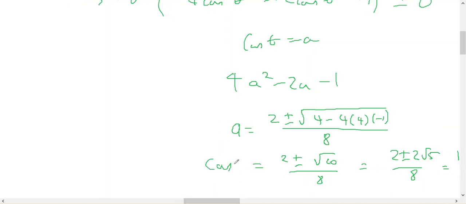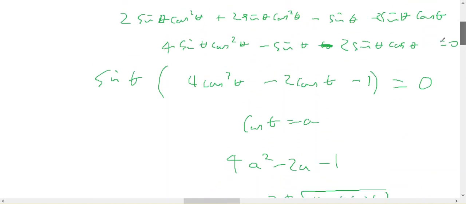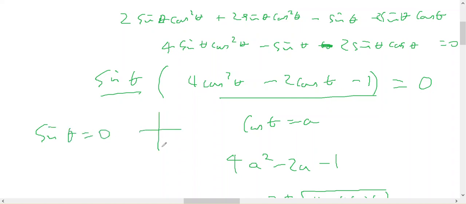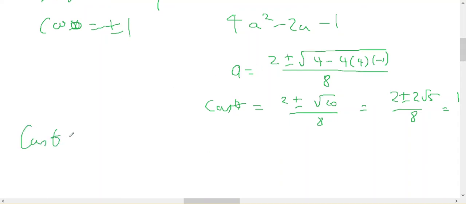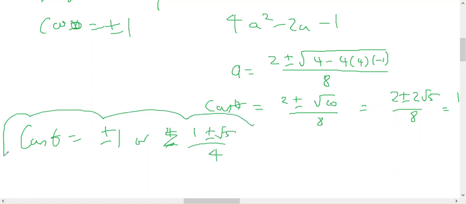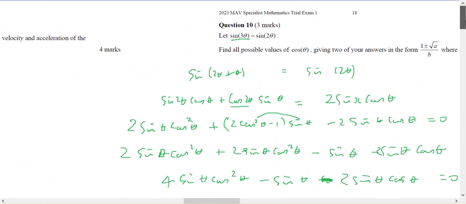So a is the cos of theta. So from this factor, I get 2 answers. And from this factor, I get the sine of theta equals 0. So if the sine of theta equals 0, then it's going to be here or here, which means the cos of theta equals plus or minus 1. So I've got 4 solutions. I've got the cos of theta could equal plus or minus 1, or 1 plus or minus root 5 all over 4. They're my 4 solutions for the cos of theta.